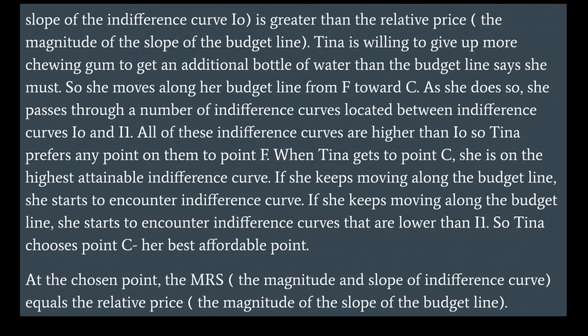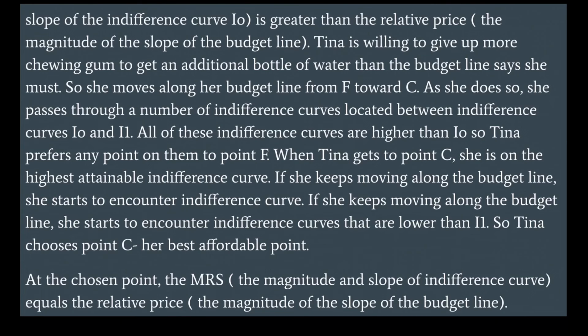As she does so, she passes through a number of indifference curves located between indifference curves I0 and I1. All of these indifference curves are higher than I0, so Tina prefers any point on them to point F. When Tina gets to point C, she is on the highest attainable indifference curve. If she keeps moving along the budget line, she starts to encounter indifference curves that are lower than I1. So Tina chooses point C, her best affordable point.